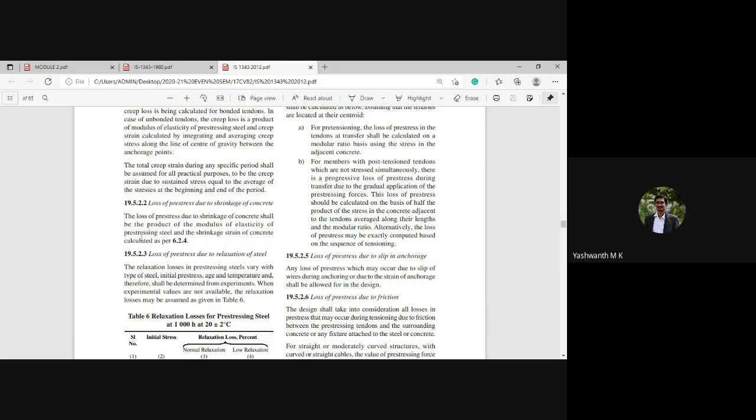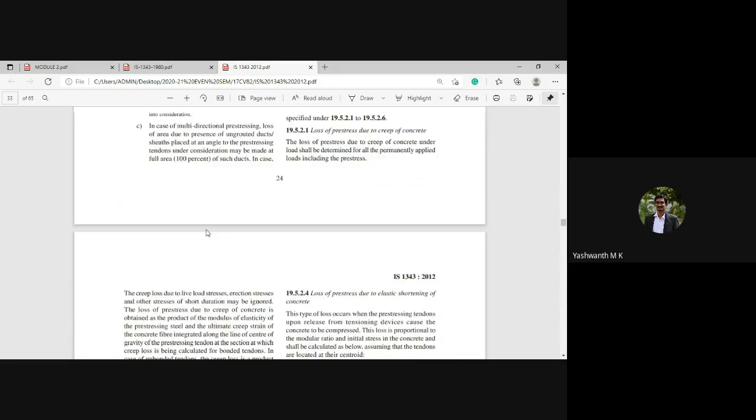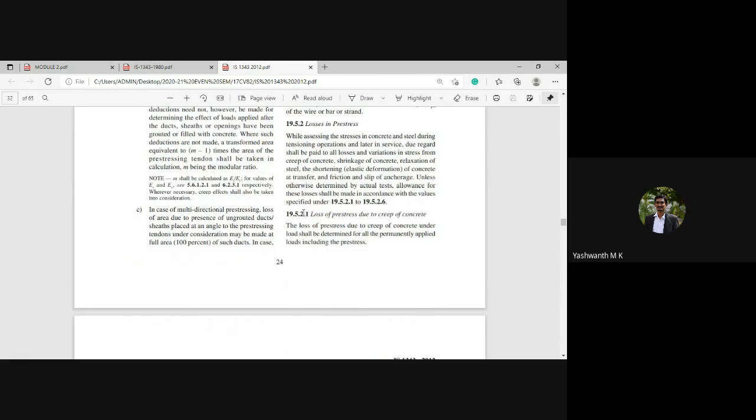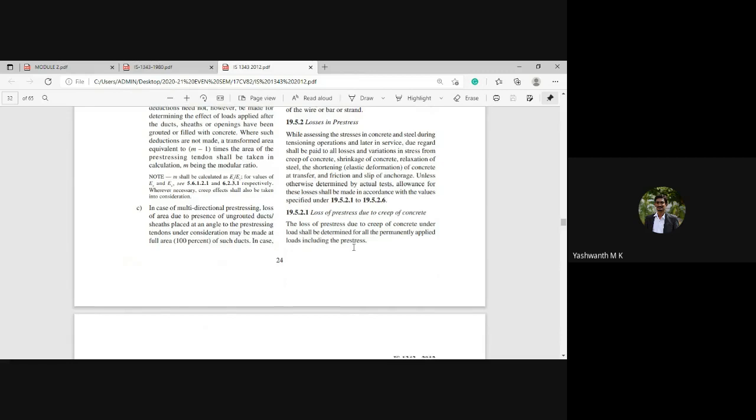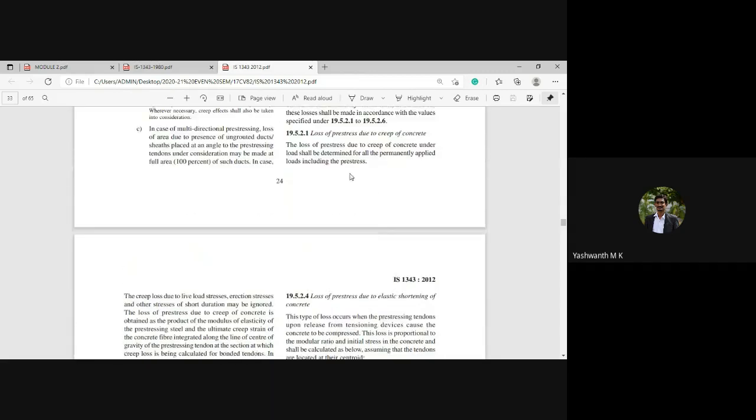Next, we'll move on to the creep of concrete. The creep of concrete is as per clause 19.5.2.1, page number 24, it starts. Loss of pre-stress due to creep of concrete under load shall be determined for all the permanently applied load, including the pre-stress. That means whatever the PSC beam has been subjected to, apart from the external load, it will also be subjected to the pre-stress. So because of this pre-stress also, it will undergo creep effect. That's what they have specified here.